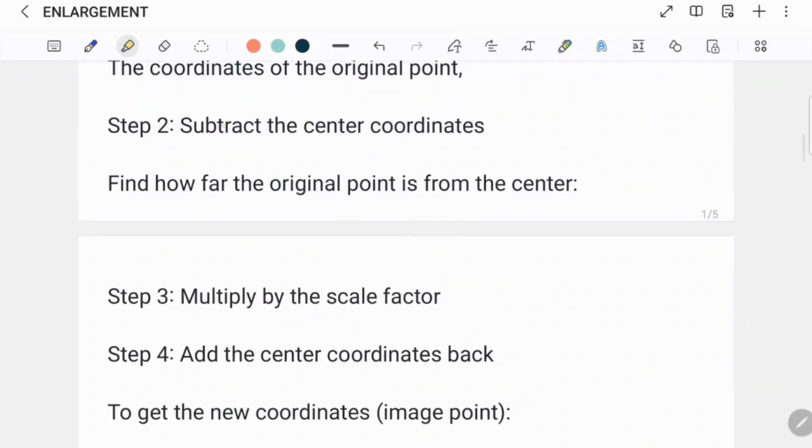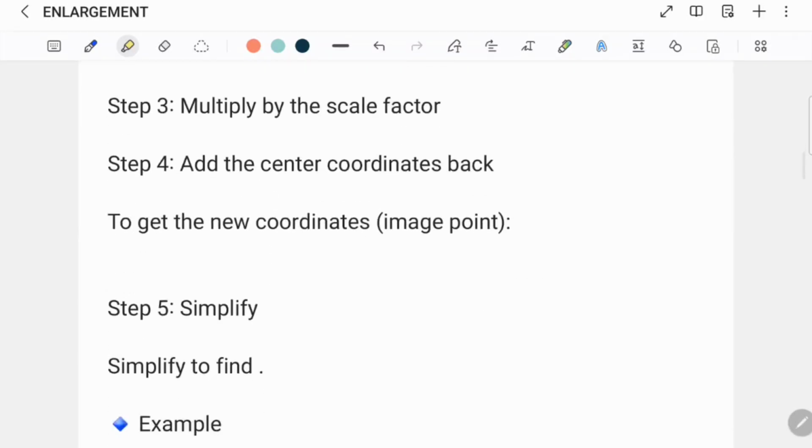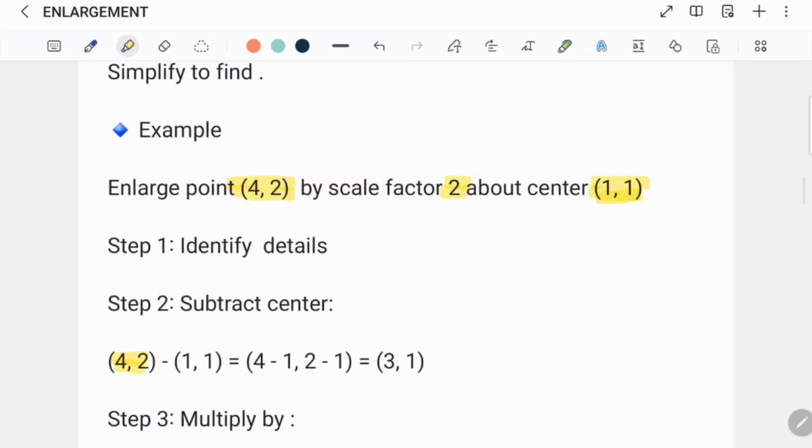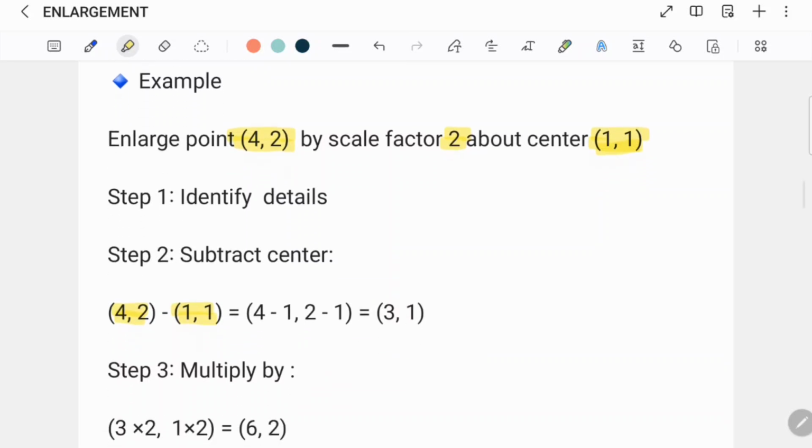Step 2 was subtract, after finding out the details, subtract the center coordinate from the original point. The original point is (4, 2). You are going to subtract (1, 1). It means you are going to subtract 4 with 1 and 2 with 1. Okay, so you get (3, 1). 4 minus 1 is 3 and 2 minus 1 is 1.